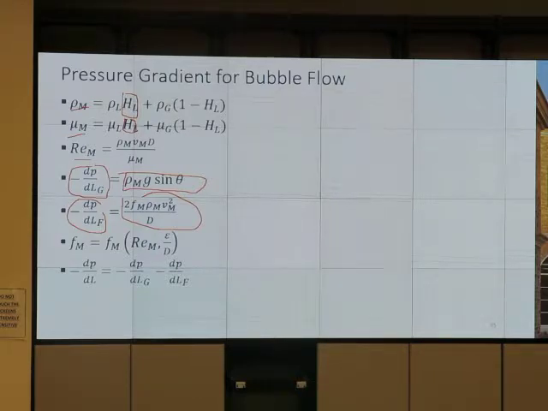Transition here. It's not transition E. After the first step, you identify the transition. Once you know that it's bubble flow, this is how we calculate the pressure drop. Good?